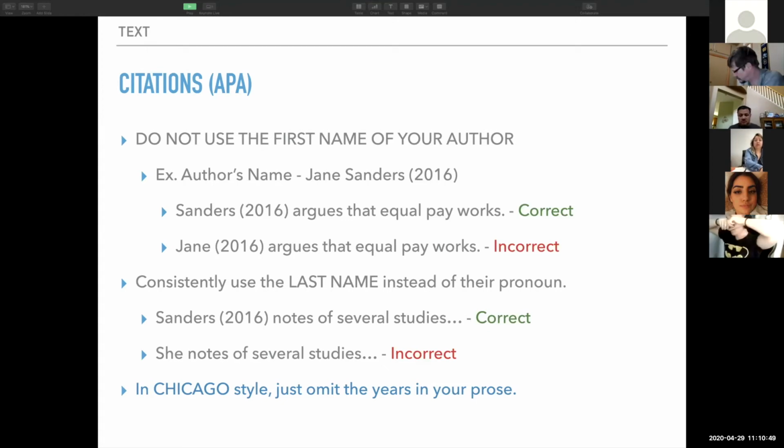So, in Chicago style, just omit the years in your prose when you're writing stuff like this. If you're writing in Chicago, you just need to omit the years. You'll put that in your notes and bibliography section, your footnotes.